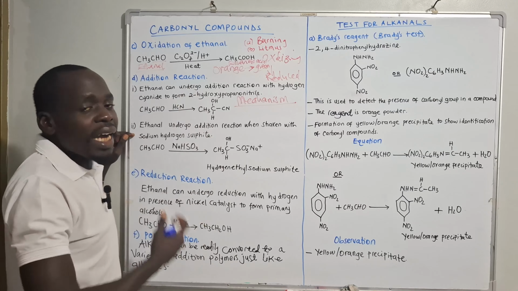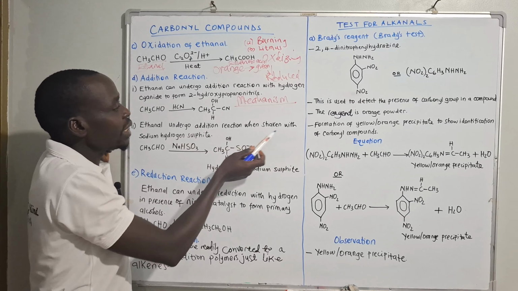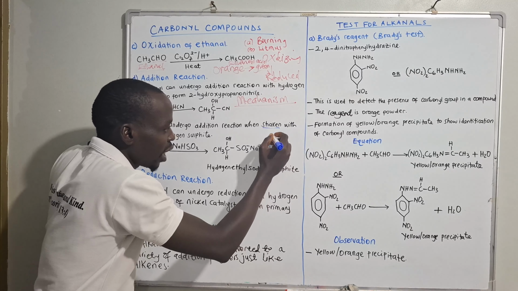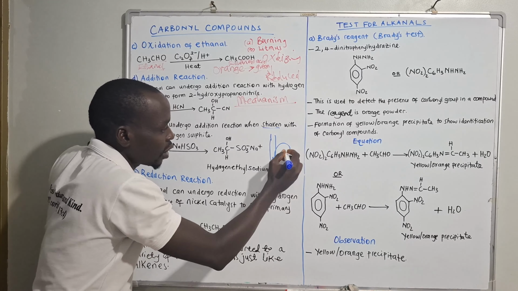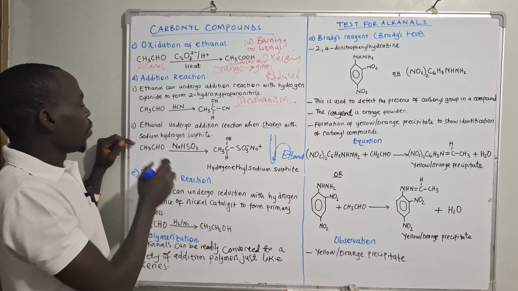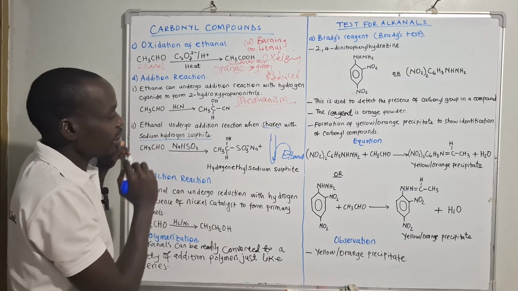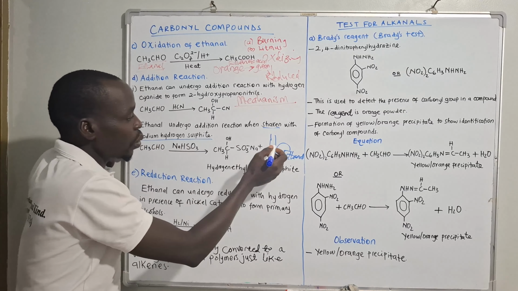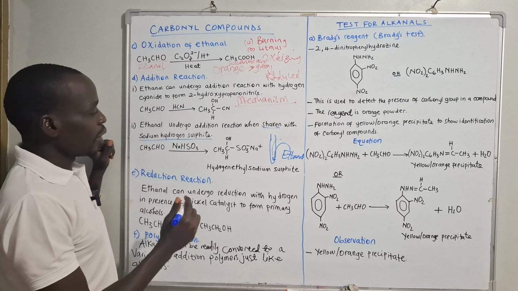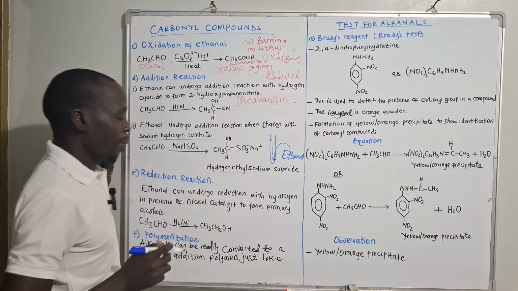Addition reaction. We are adding. So ethanal undergoes addition reaction when shaken. So that means if this is the test tube and I put my ethanal, and again I put what we call sodium hydrogen sulfite, then I shake it vigorously, we shall be in a position to produce what we call hydroxyethane sodium sulfonate. And this is the compound.